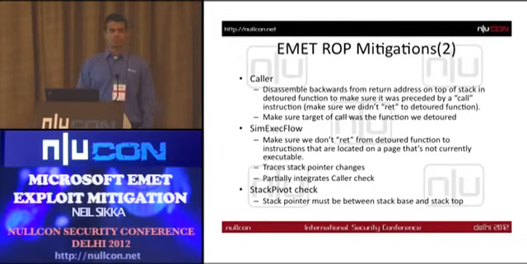Another mitigation is simulation execution flow, simexec flow, where we make sure we don't ret from the detoured function into a place that's currently not executable. So for example, if the attacker was going to call VirtualProtect, and the return address after VirtualProtect is done would be a page that is not executable right now, that means one of two things. Either they're calling VirtualProtect to make it executable, or it's a bug and it's going to crash because it's going to try to return to a page that is not executable. Either of those two cases is wrong, so we flag that and we mark that as an error.